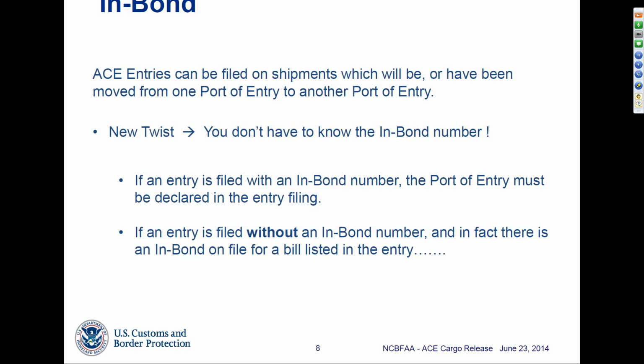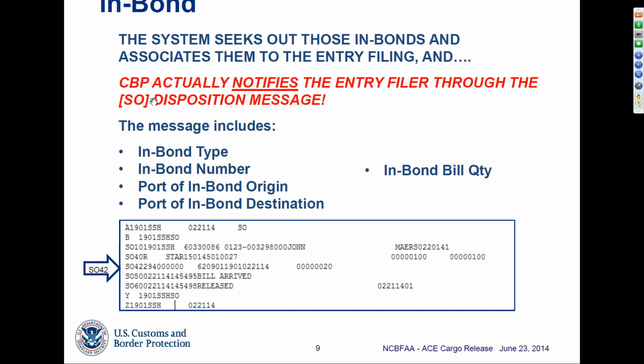If an entry is filed without an inbond number and there is an inbond on file for the listed entry, we have some more magic to happen. We actually go and seek out all inbonds associated with that bill number. And if we find one, we automatically return that information to the filer in the message you see below, which is called the SO, which is similar to the RR today disposition message.